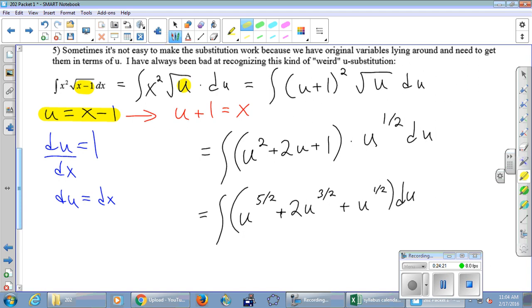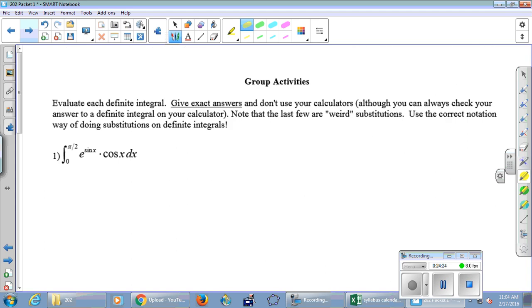Good question. Okay, so activity starts on the next page. Plenty of practice with u substitutions. Raise the flag if I can help.